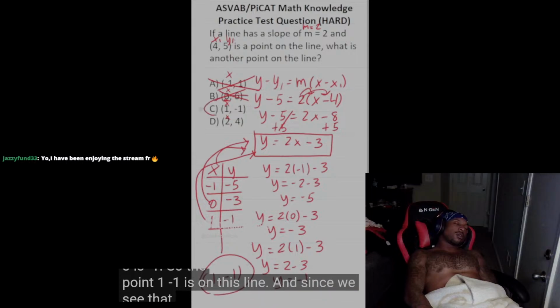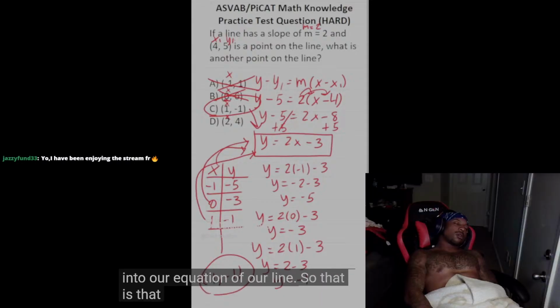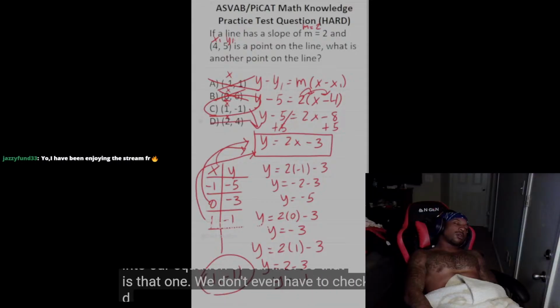And since we see that C is positive 1, negative 1, we know that this point is on the equation of our line. And we found that by plugging it into our equation of our line. So that is that one. We don't even have to check D at this point.